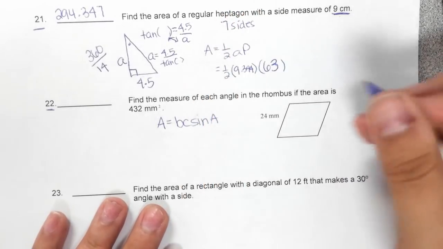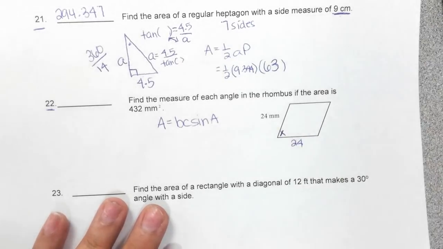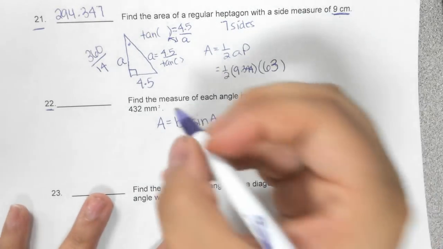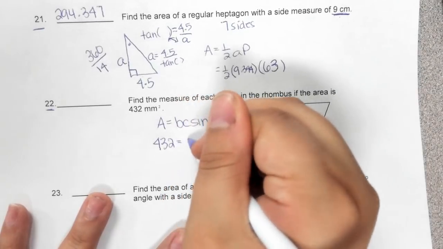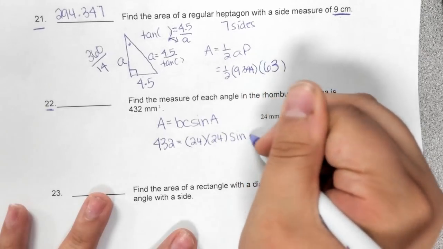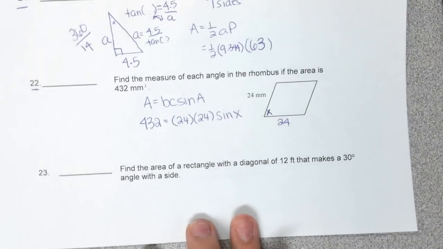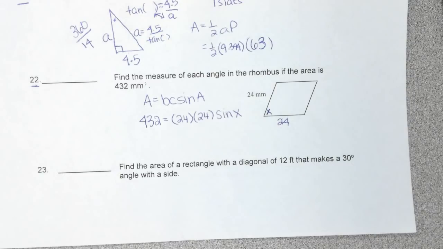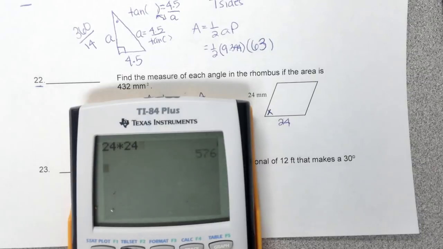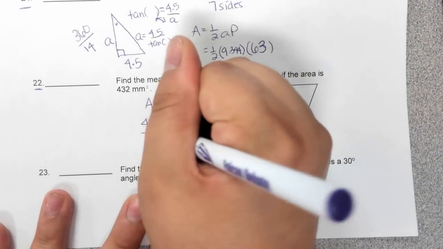Watch. If this is 24, it's a rhombus. What's this? 24. Can I just put an X there? Oh my god. And this is like question 13 on your quiz. Oh, wow. You don't have to divide by 2 this time. Right. Don't divide by 2 because we do not have a triangle. What's 24 times 24? 576. So I'm going to divide by 576.